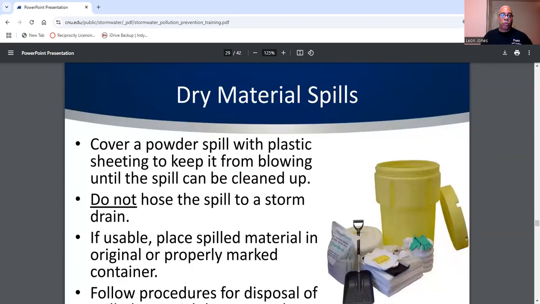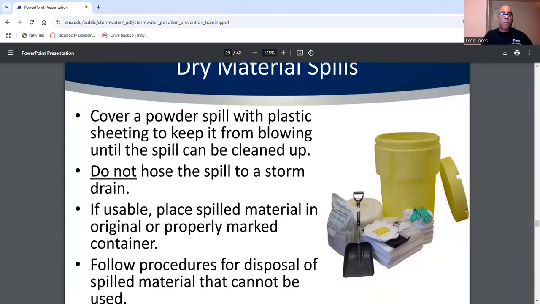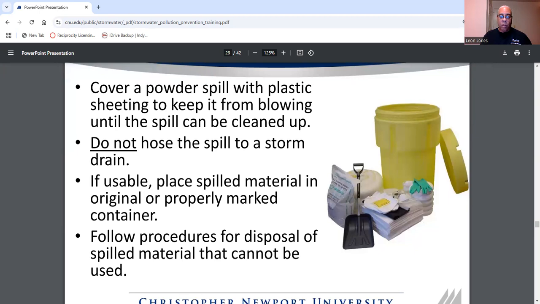For dry material spills, cover the spill with plastic sheeting to keep it from blowing until the spill can be cleaned up. Do not hose the spill to a storm drain. And if usable, place spilled material in the original or a properly marked container. Follow procedures for disposal of spilled material that cannot be used.